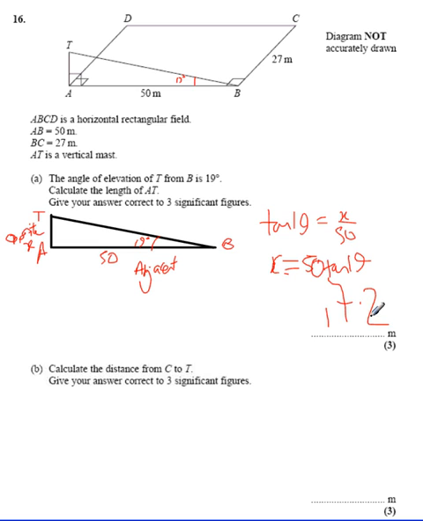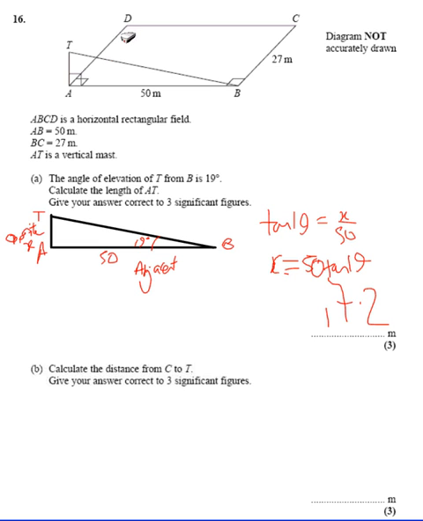Okay, then it says calculate the distance from C to T. Now, C to T is a much trickier proposition altogether, and it takes a bit of visualization. Imagine that, now it says ABCD is a horizontal rectangular field. So field's a bit difficult to picture. Imagine that this ABCD is the base of a cardboard box. Okay, now it's a rectangular cardboard box. It's 50 units across. Let's say that's centimeters, and it's 27 centimeters wide. So if you're looking down at this base, I know it looks like a parallelogram at the moment, but it's just for the perspective point of view.